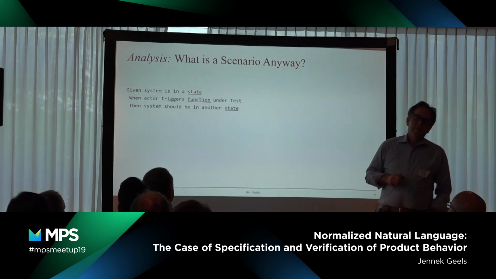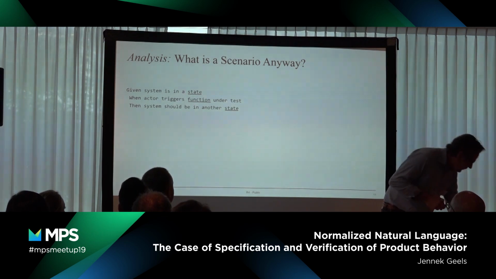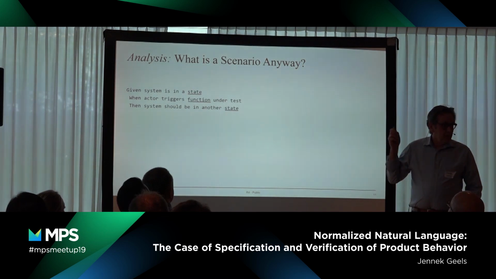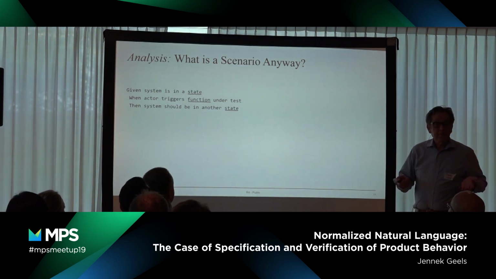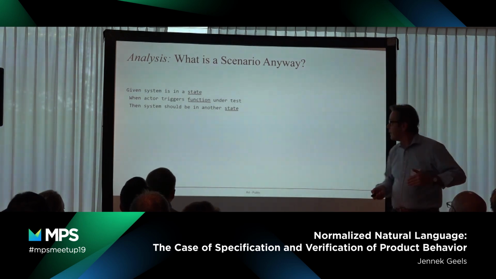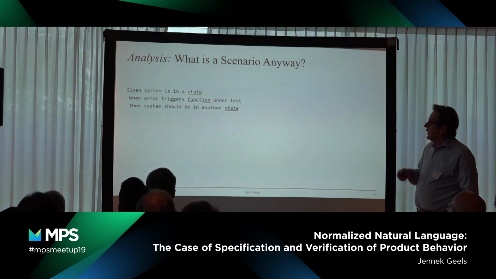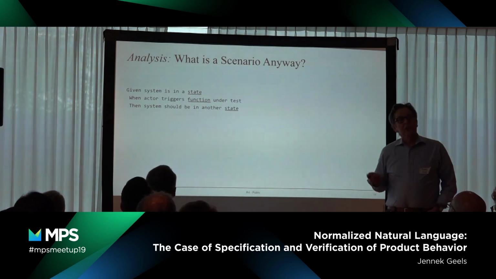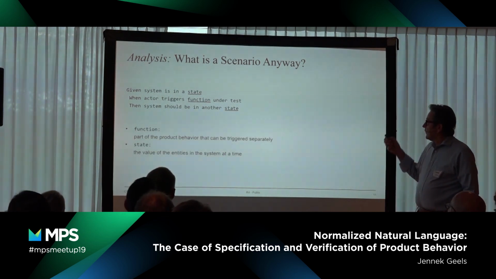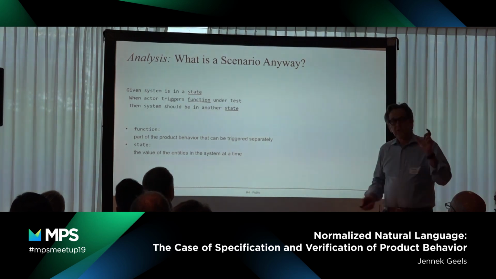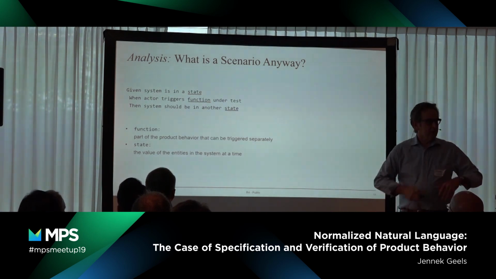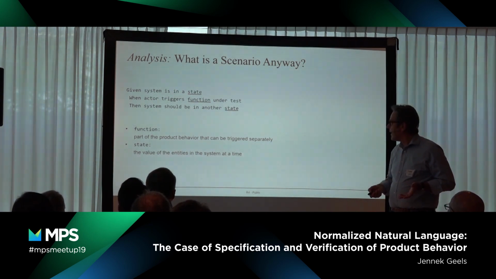So let's take the perspective of the language engineer and look at what we can do to fix that fact that it's free text. What is the language that we want behind the given, or the when, or the then? And looking at the basic format, it says, given we are in a state, we trigger some behavior, we are in another state. So, function, which is the smallest part of behavior, that's our definition here. The smallest part of behavior you can trigger is called a function. State, those are the keywords.